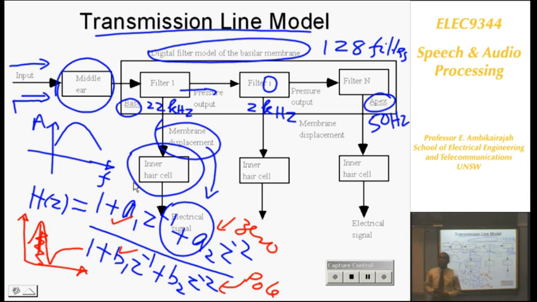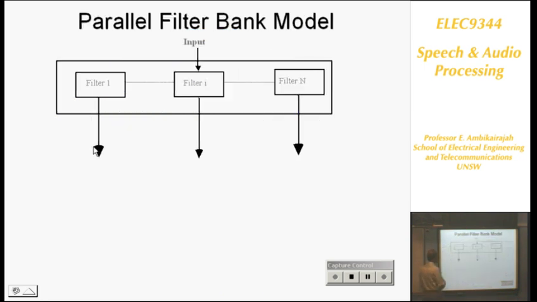I wouldn't go into too much detail at the moment. If you are interested in modeling the cochlea further, there are lots of papers available. You can have a look at them. Now, the transmission line model is very, very difficult to implement. When I say that, it's computationally inefficient, because you have to calculate the first filter output, then feed it to the next one, and then the next one and the next one.